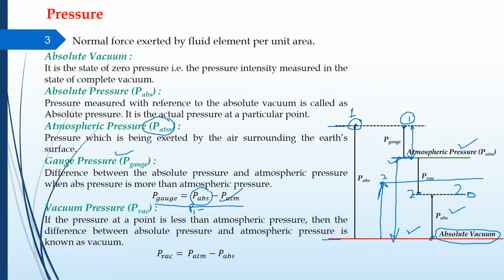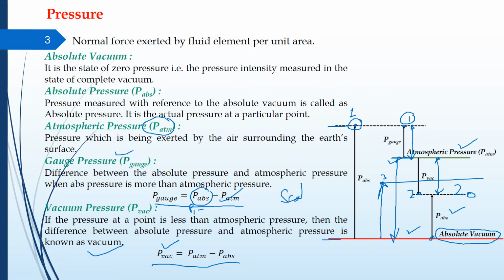So the vacuum pressure P vac will be given by P atmospheric minus the pressure at that particular point. Okay, so this will be given likewise. So if the pressure at a point is less than the atmospheric pressure, then the difference between absolute pressure and atmospheric pressure is known as the vacuum. Okay, so basically, this was what? This was a scale of the pressure.